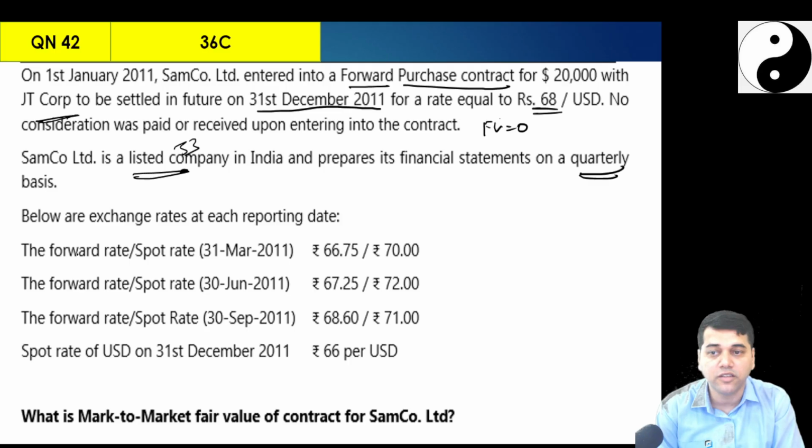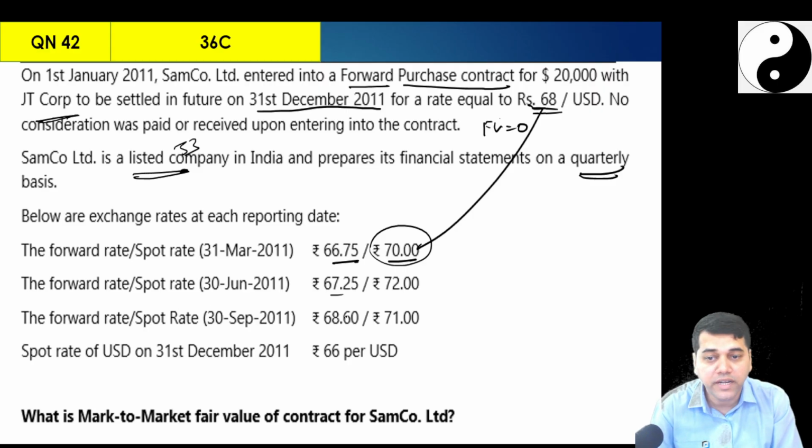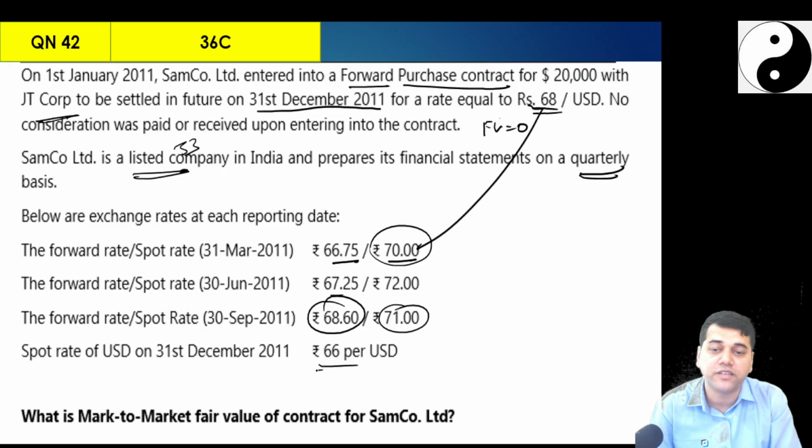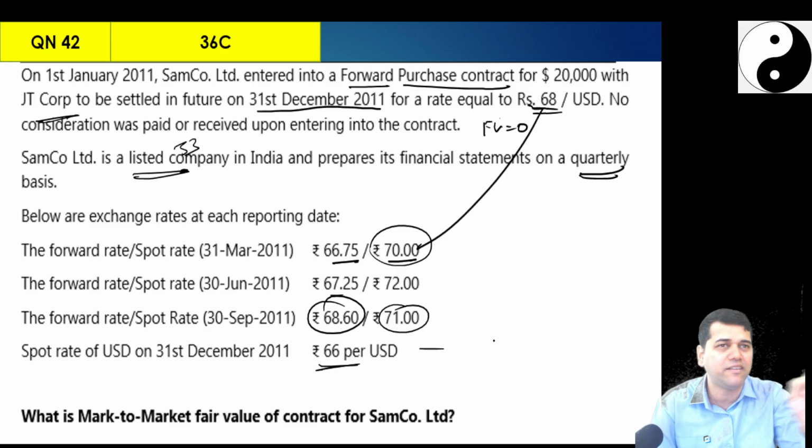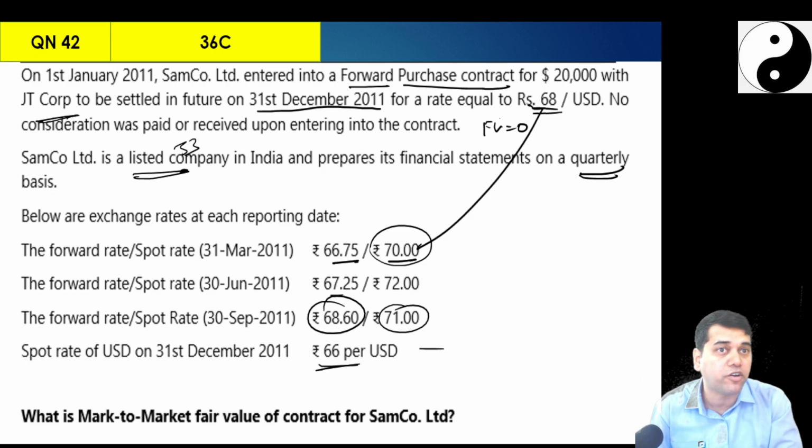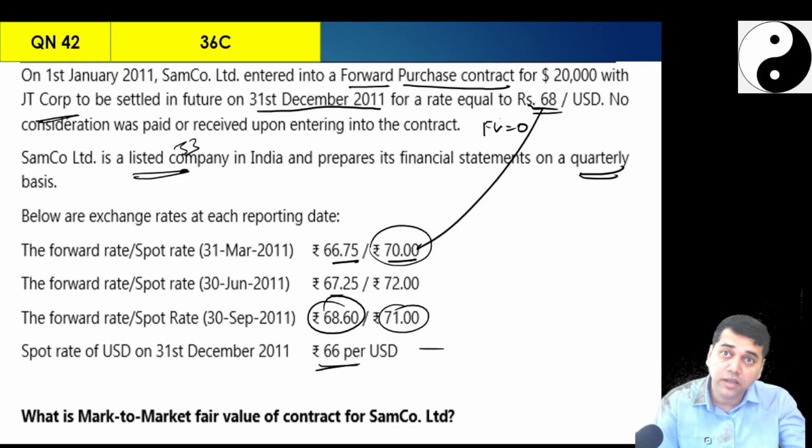Below are the exchange rates. Now the forward rate and spot rate on 31st March are so and so. What is this forward rate? On this day, for 31st December, the forward rate they have given you for September, and the spot rate of 36, because on the last day they will not give you a forward rate. If at all they give you, you have to compare forward to forward only, not forward to spot. Always, in every case, comparison should be forward to forward. If forward is not available on the date of settlement, then forward to spot.